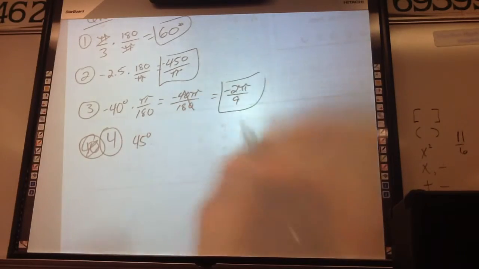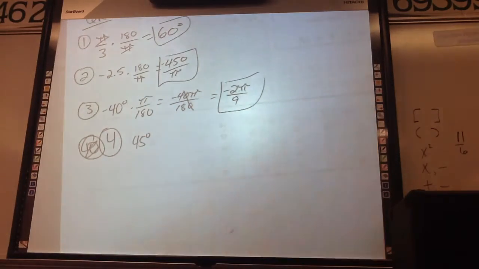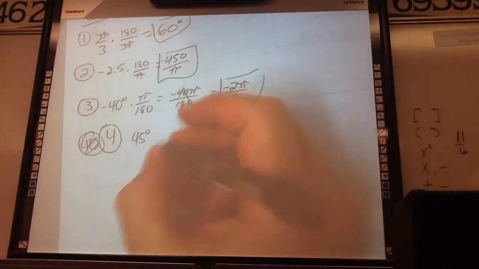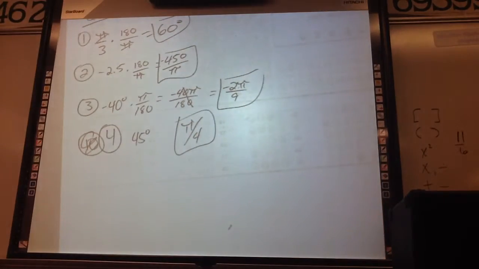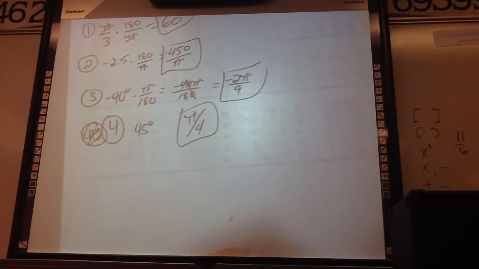Oh, 45 degrees, really? Pi over 4? Yeah. I like doing it when it gives you the degrees and then you look on your chart. It's pi over 4. Okay, but you're not going to have your chart. I know, but I'm saying it's in your brain. I'll tell you how to memorize it today.